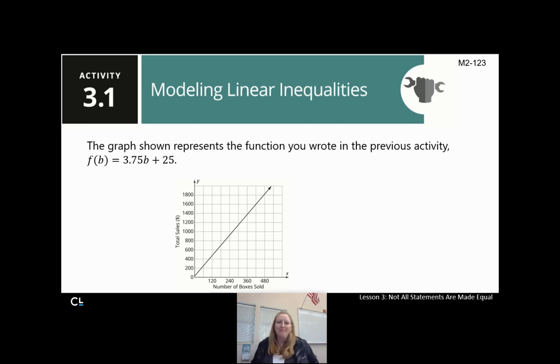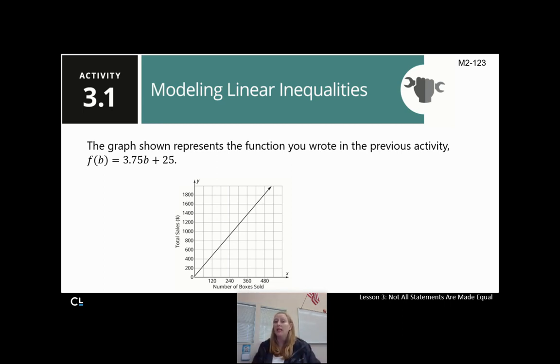Hi, Integrated Math 1. Welcome to Module 2, Topic 2, Lesson 3, where we are modeling linear inequalities. Yeah, so instead of having an equal sign in the middle, there are other things that are going to start appearing. It's nothing we can't handle.